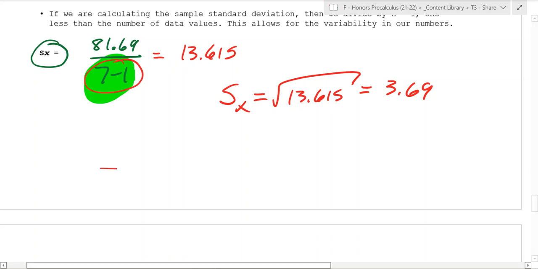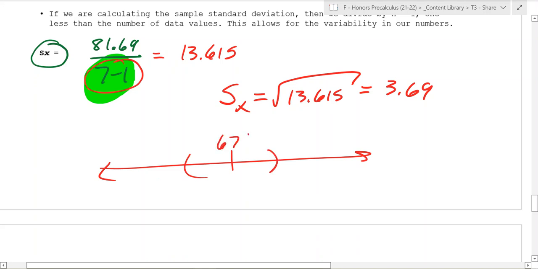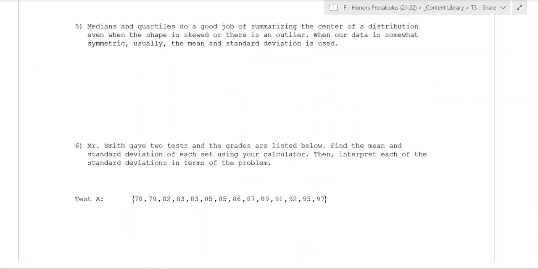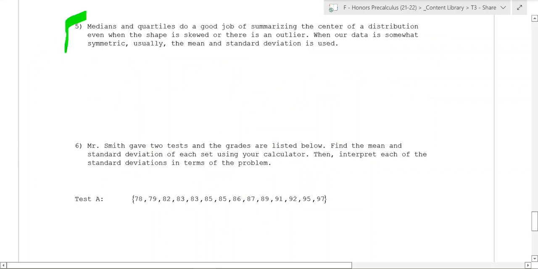What this also tells us, by the way, for standard deviation is that within 1 standard deviation, you have 67%, and within 2 standard deviations, you have 95% of the data. But it's all based around the central number here, that average. So medians and quartiles do a good job of summarizing the center of a distribution even when the shape is skewed or there is an outlier. When the data is somewhat symmetric, the mean and standard deviation is used. So this is good to use right here.